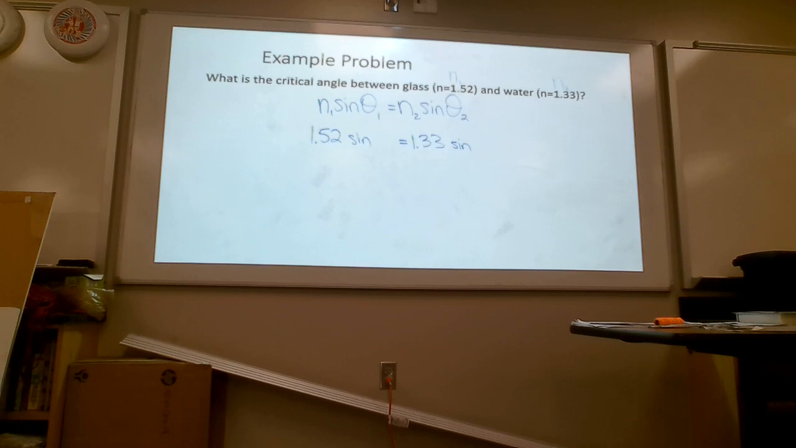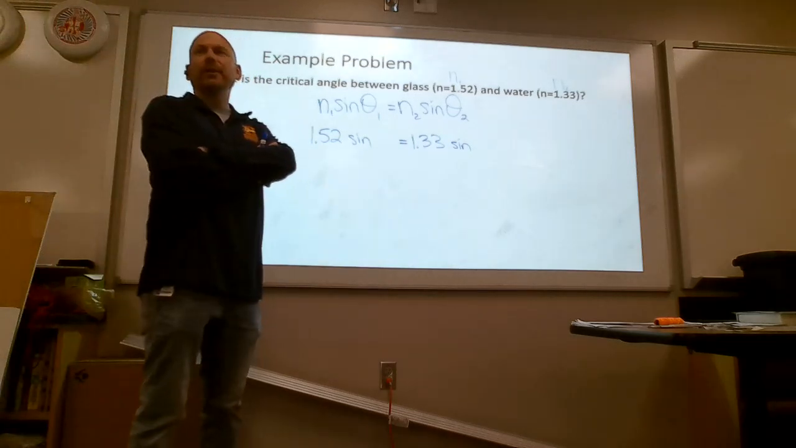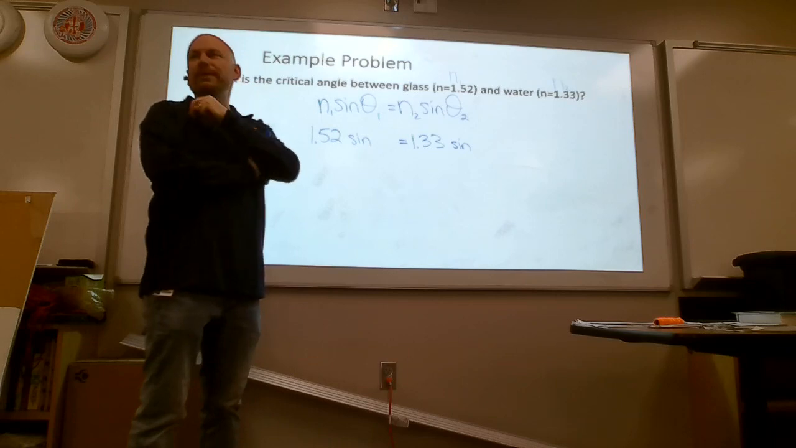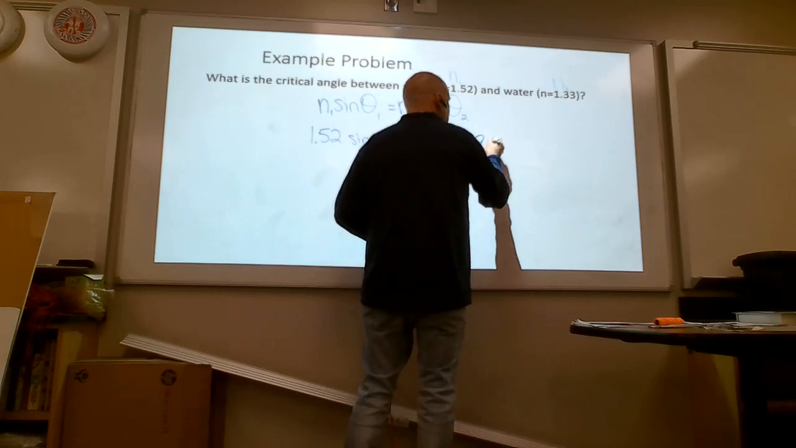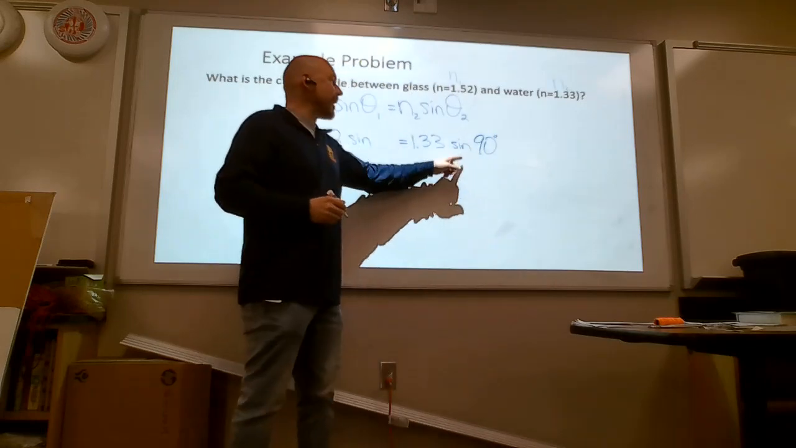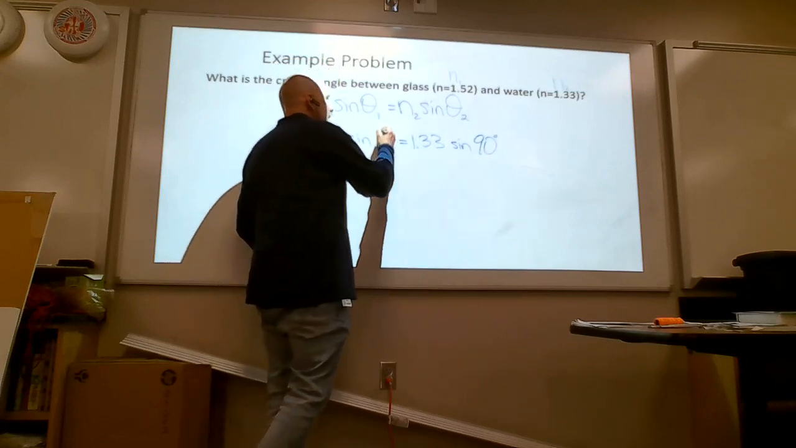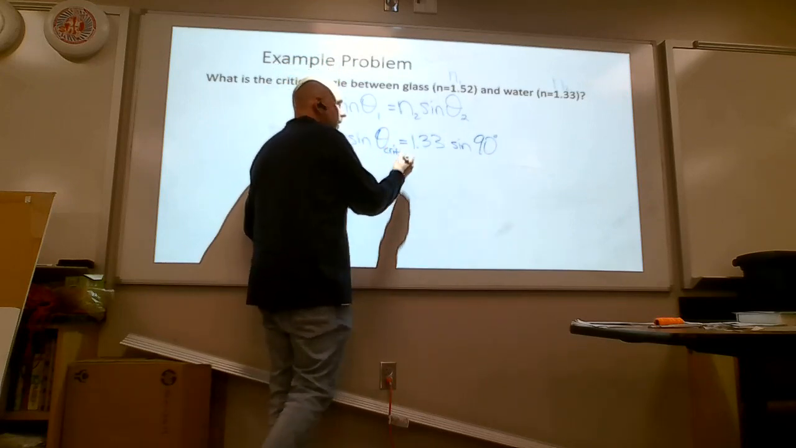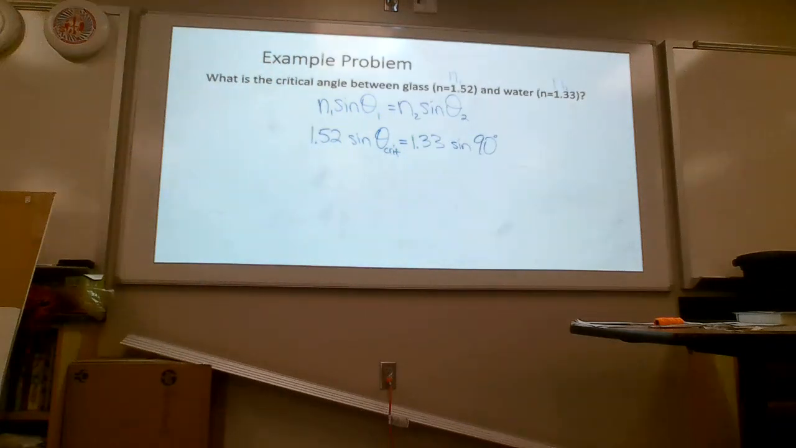Oh, good question. Great question. Okay, what angle do you know? Theta 1 or theta 2? Theta 2. What is the value of theta 2? 90, because it makes the refracted ray go parallel to the surface. So theta 1, that is your critical angle. That's what you're looking for. Good with that? Flipping those two is a very popular mistake.